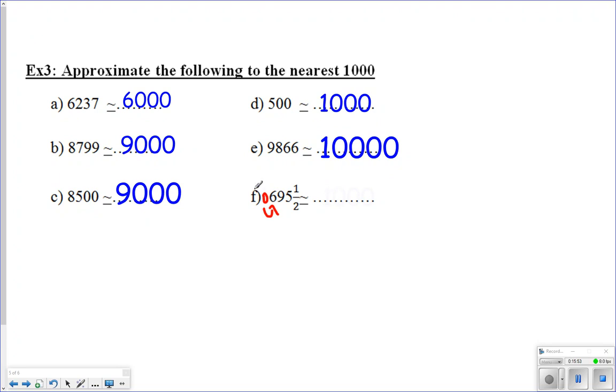Excellent. And while approximating to the nearest thousand, we have 3 zeros here. So the answer must have 3 zeros. The answer will be 1000. Easy. So while approximating 695 and half to the nearest thousand, the answer will be 1000.